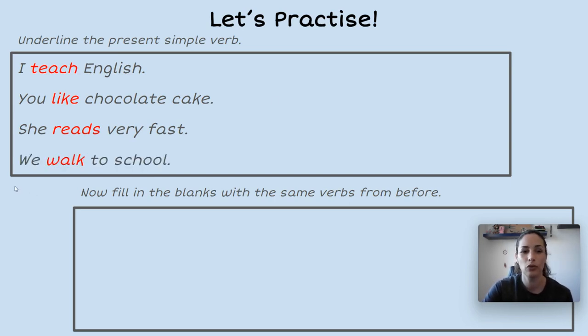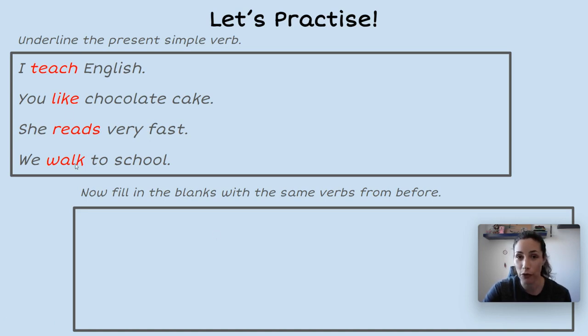So, we walk to school. Let's do the same thing. Let's do I with this verb. I walk to school. Now let's do you. You walk to school. Now let's do she. She walks to school. See that S? How about he? He walks to school.